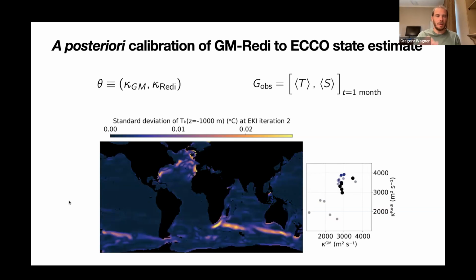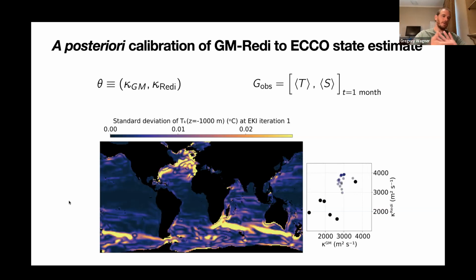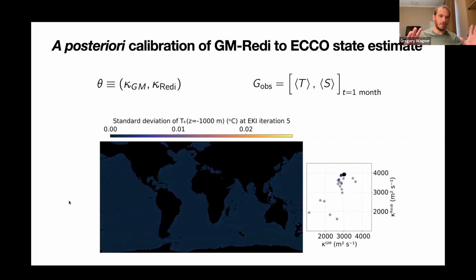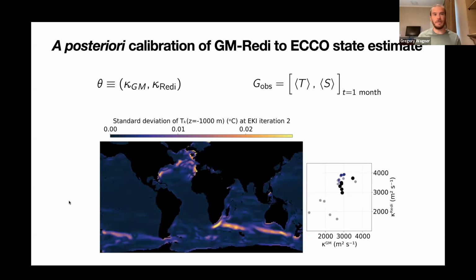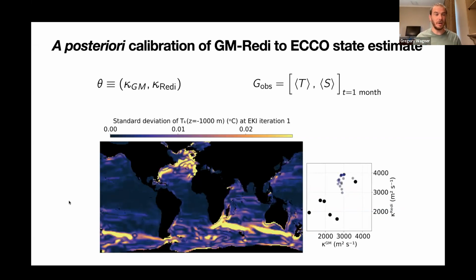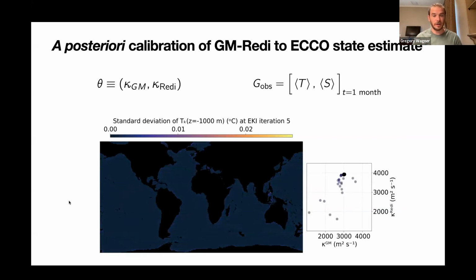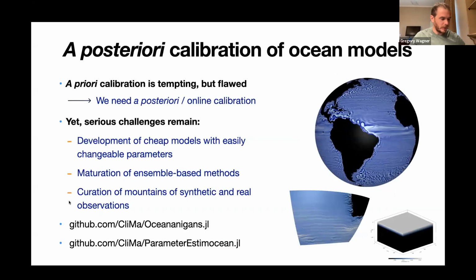And the animation is showing the standard deviation of temperature across the ensemble as a function of the EKI iteration. It's just illustrating model consensus: we find the optimal parameter value, and the models all converge towards each other. Okay, so those are my 2 examples.